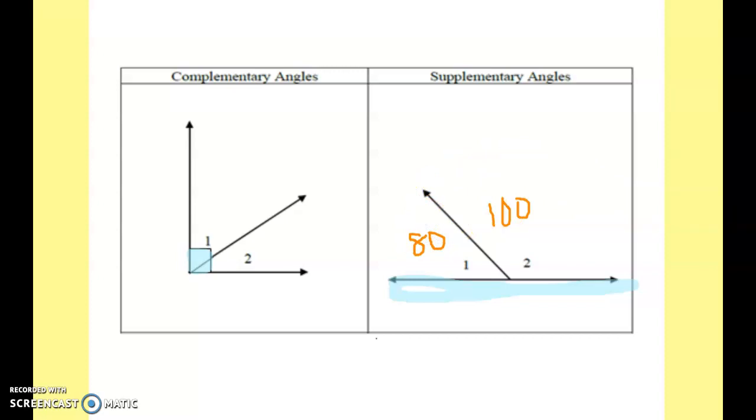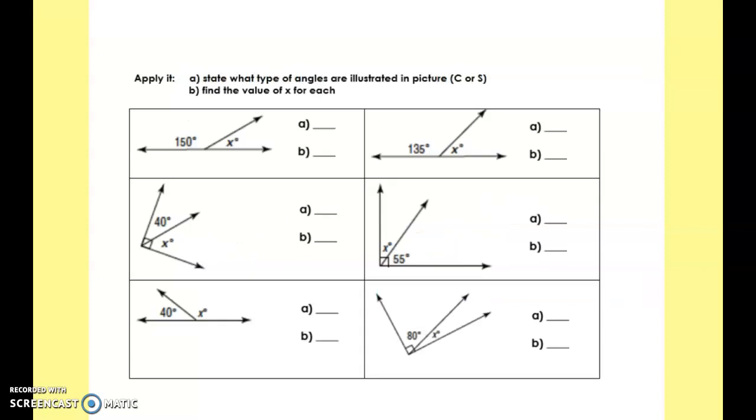Visually, can you identify whether it's a complementary angle or a supplementary angle relationship? And can you find unknown values? So here are some examples for you at the bottom of your note sheet. We're going to work through these, and first, for each line, we're going to state what type of angle relationship we see. Is it complementary, C, or is it supplementary, S? And then from there, find the value of X for each of them.